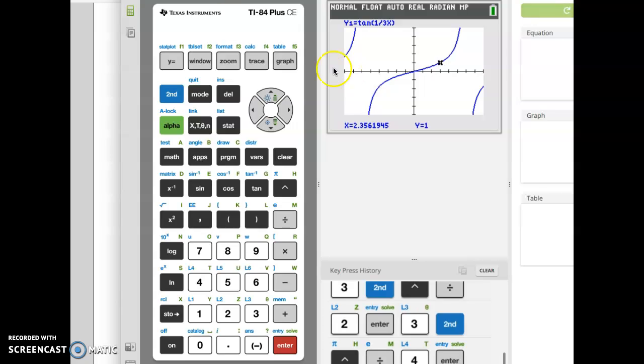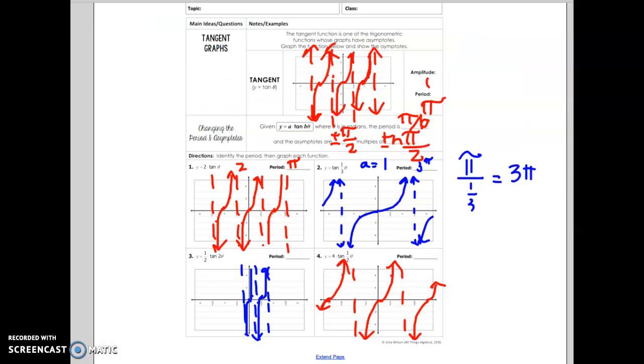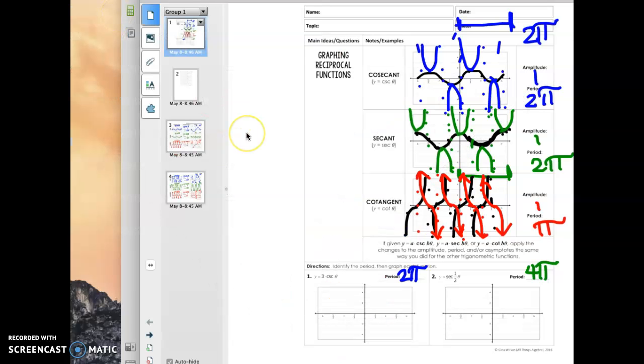Okay, so quick scenario about how to graph tangent and then how to use your calculator. You can also go to Desmos. Okay, so I will post these completed notes on Classroom. Now we're going to jump to graphing reciprocal functions.